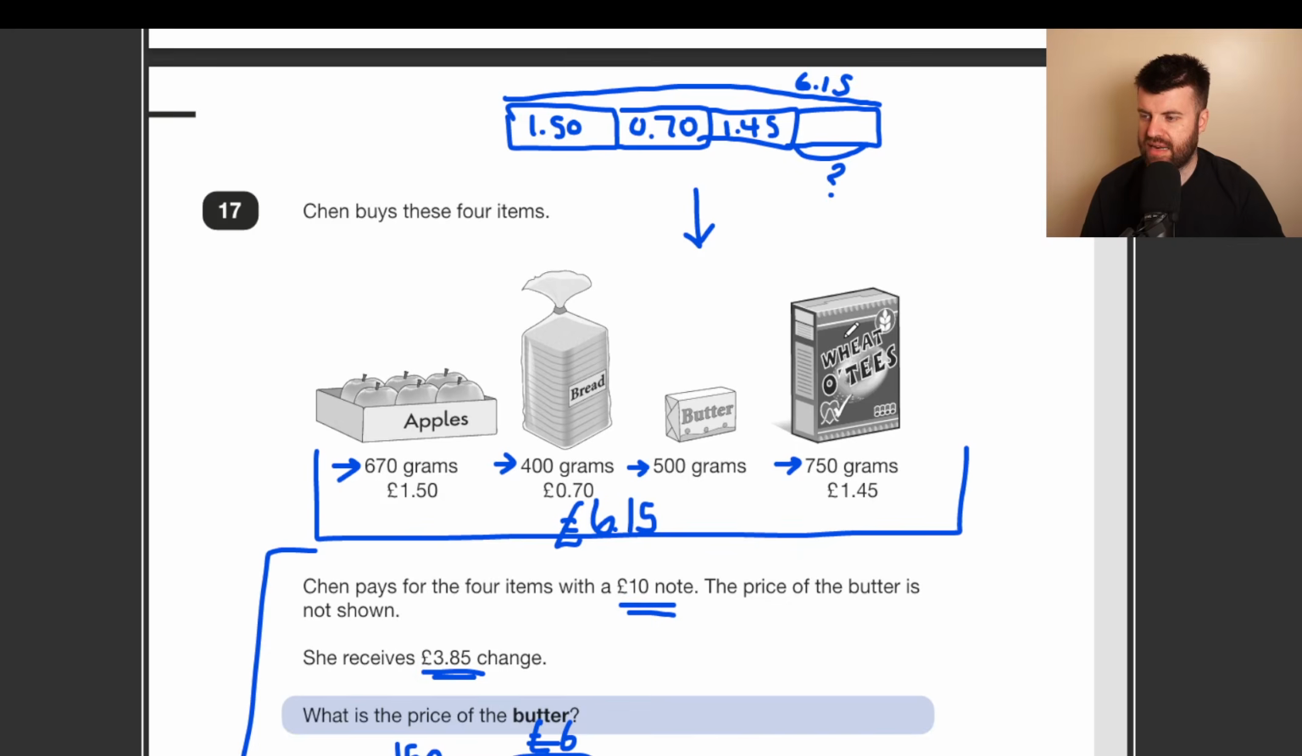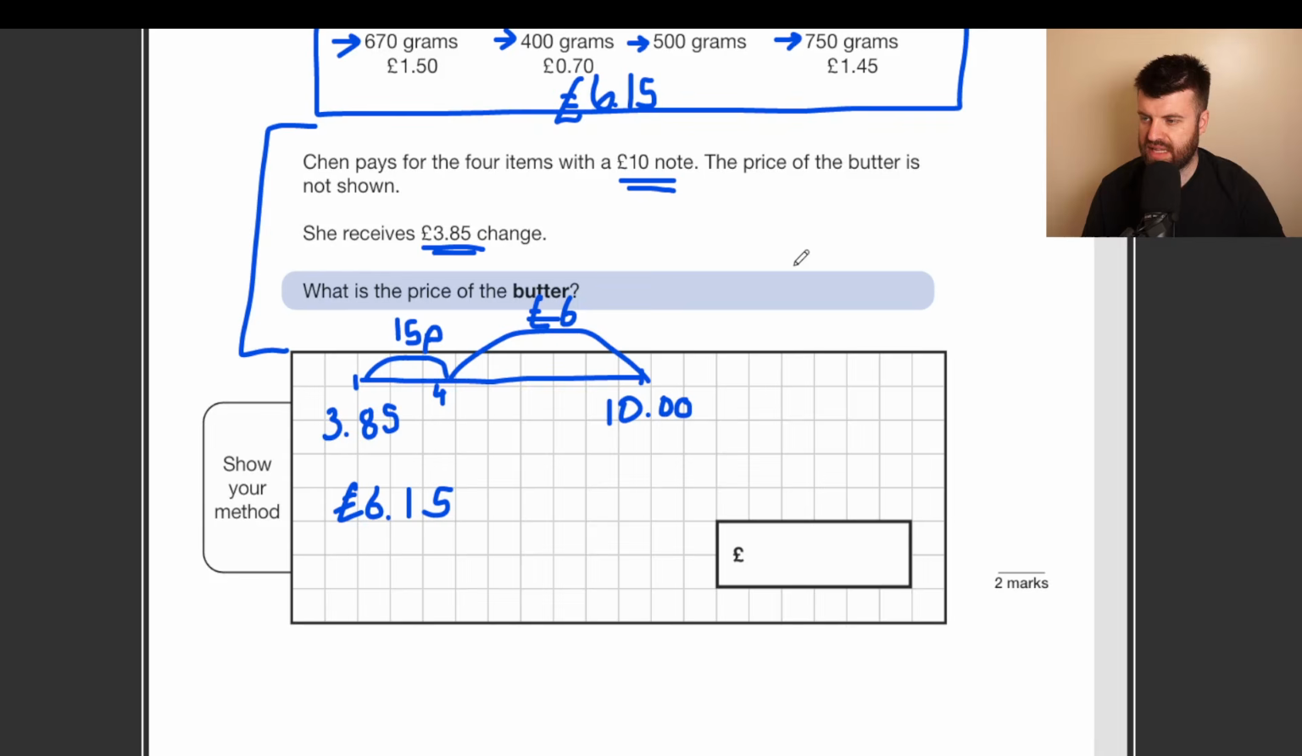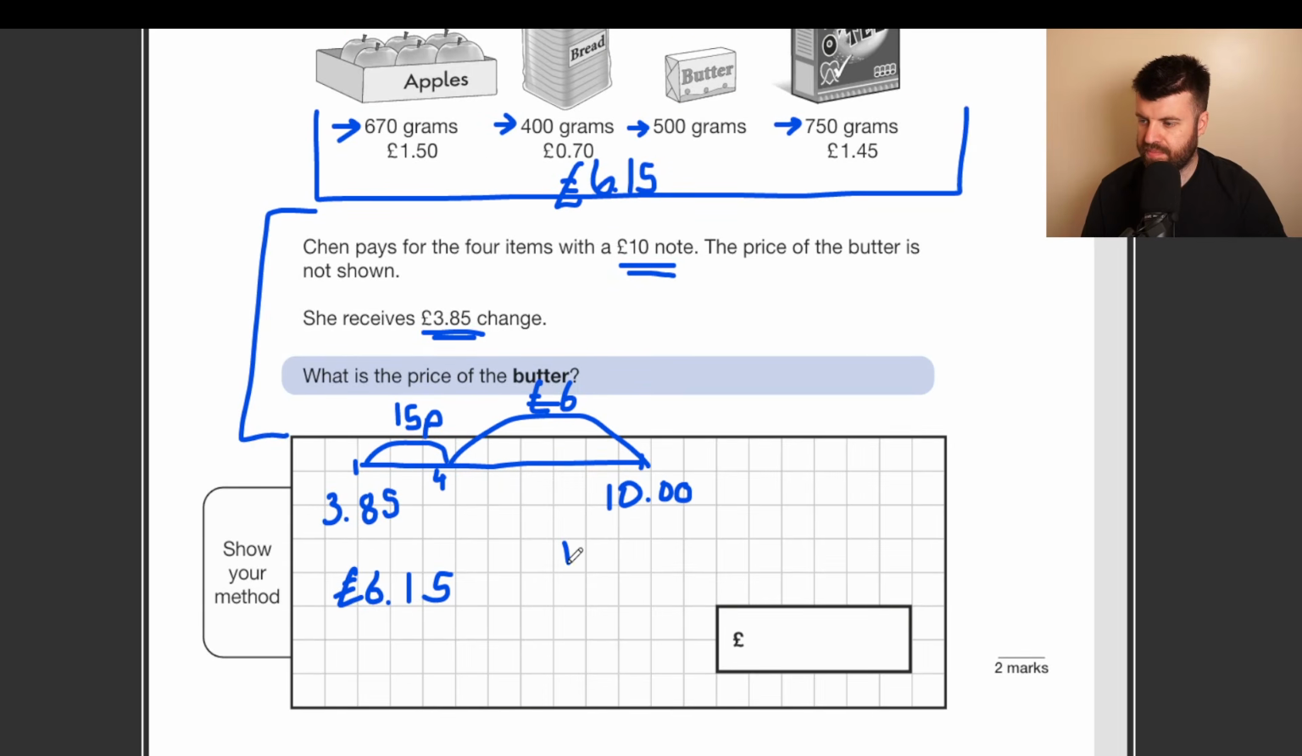So how do I work this out now? Well, what I would do is work out the apples, the bread, and the cereal, put them all together, and then take it off £6.15. So the apple, it's £1.50. The bread, 70 pence, so put 0.70. And the cereal, £1.45. Okay, that's 5 in the 1p column. 5 plus 7 is 12. Plus 4 is 16 in the 10p column. Exchange over the 1 to the pounds. 1 is £3.65.